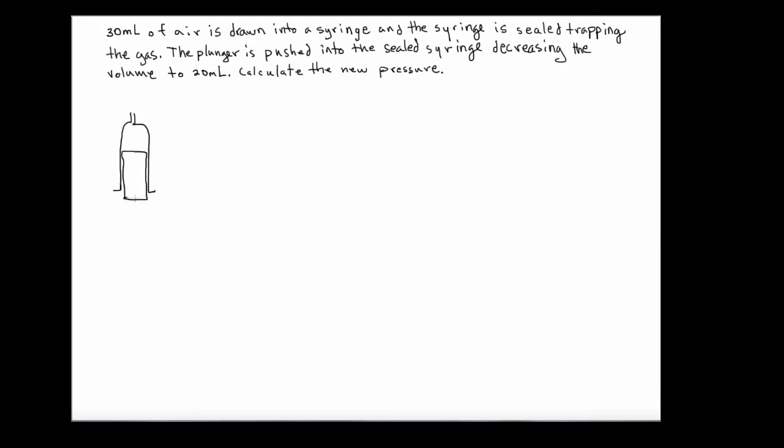So here's my plunger, and what we've done is drawn it down to a point where we've captured 30 milliliters volume of air. So inside the syringe we've captured 30 milliliters of air by drawing it into the syringe. And in order to talk about Boyle's Law, what I'm going to do next is seal the air inside the syringe.